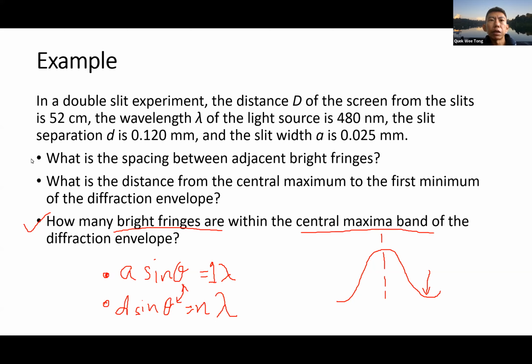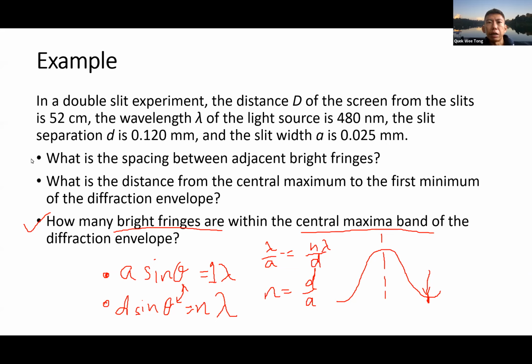So you will have lambda upon A equals n lambda upon d. You see the lambda will cancel out. So n is simply equal to d upon A. That tells you which order of the double slit pattern has the same angular position as the minima. So that is the one you can't see.